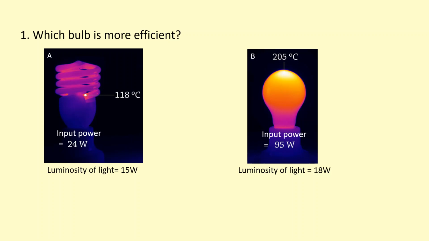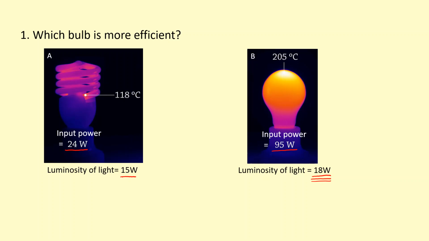Okay, so which of these bulbs is more efficient? The bulb on the left takes in 24 watts of energy and gives out 15 as light. The bulb on the right takes in 95 watts of energy and gives out 18 as light. So the bulb on the right is brighter because it is giving out more light energy.